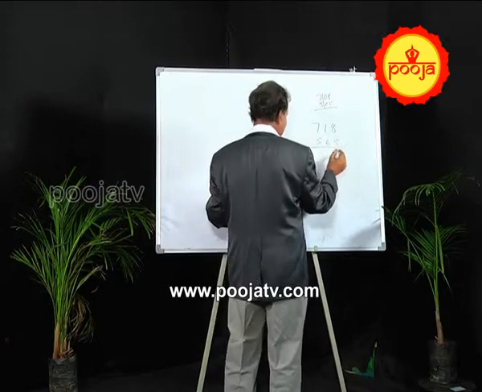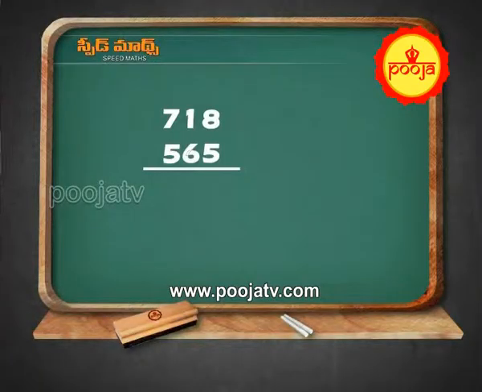Again I am telling you slowly, you see. 5 into 8, 40. 0 here, 4 outside. Okay. Next 5 into 1 is 5, 8 into 6 is 48. 48 plus 5 is 53. 53 plus 4 is 57. 7 here, 5 there.